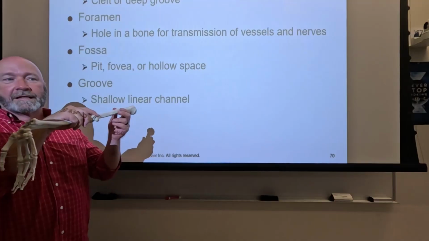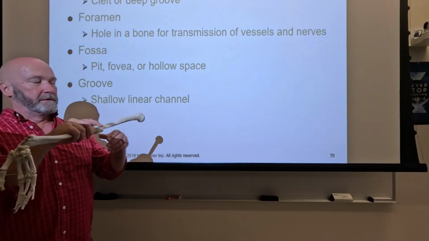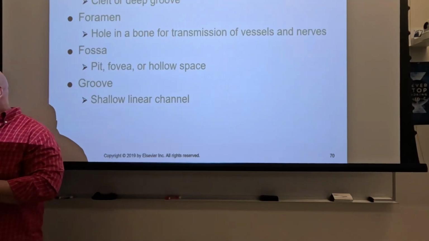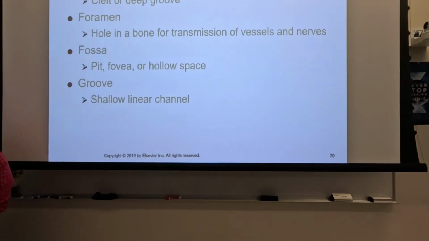That's what we refer to as the bicipital groove. Okay, so your blood vessels and nerves pass through that. We have a specific projection for that as well. Not real sure why. So if we have a pit or a fossa or a fovea, that's just a hollow space. A groove is just like it sounds, a shallow linear channel.